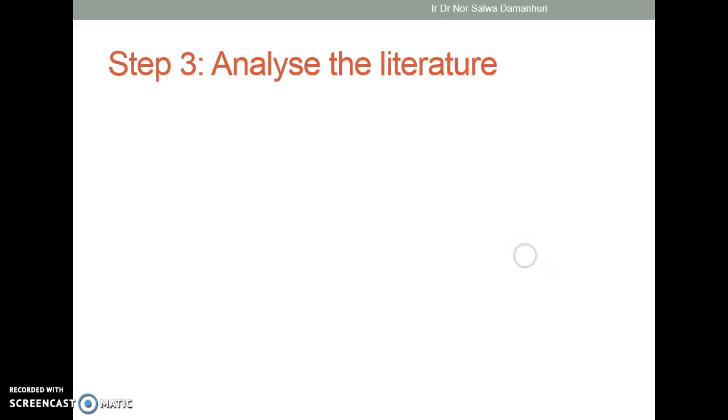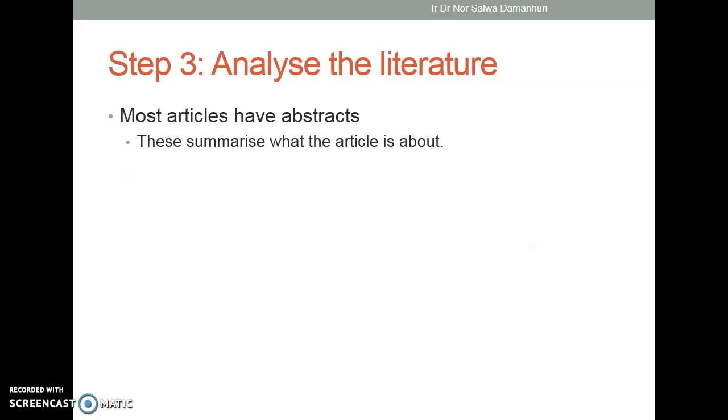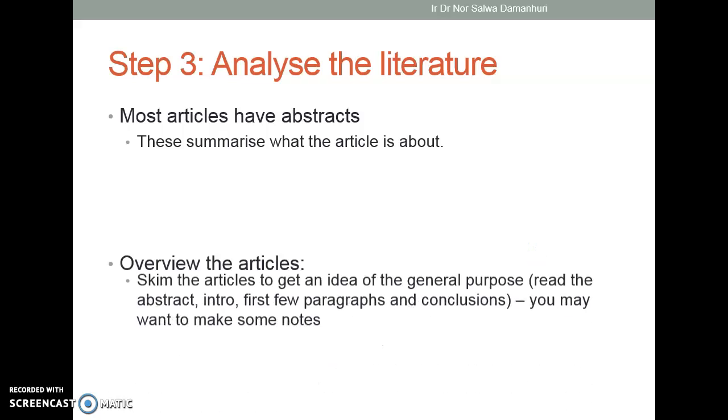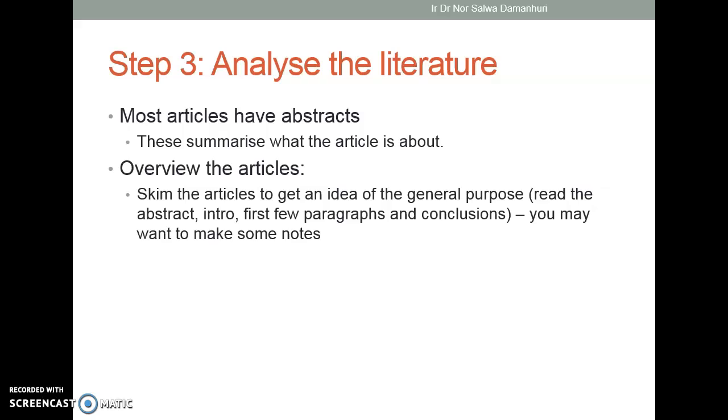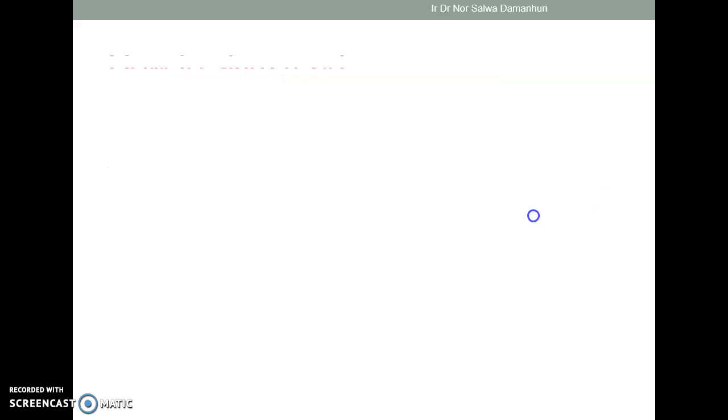Next step is analyze the literature. Most articles have abstracts, which summarize what the article is about. So overview the articles: you have to skim the articles to get an idea of the general purpose. First, read the abstract, introduction, first few paragraphs and conclusion. You may want to make some notes on the articles that you have read.